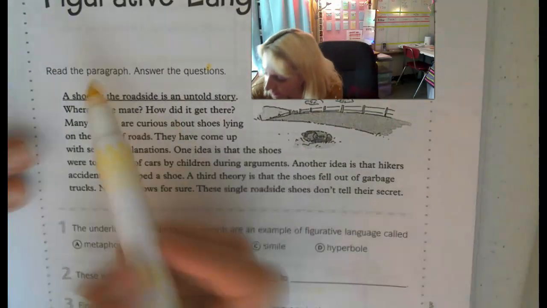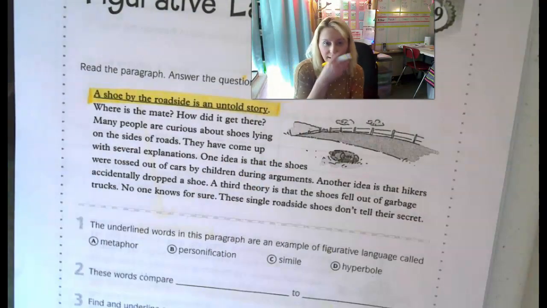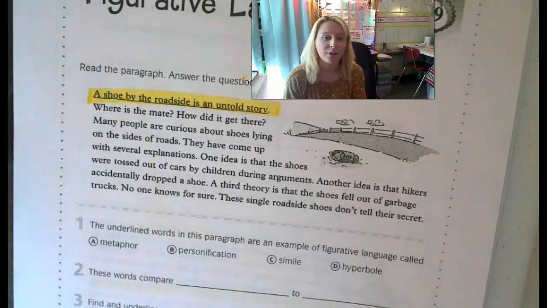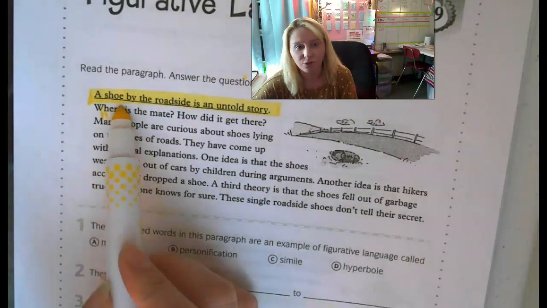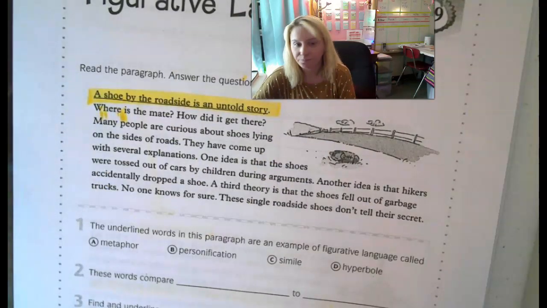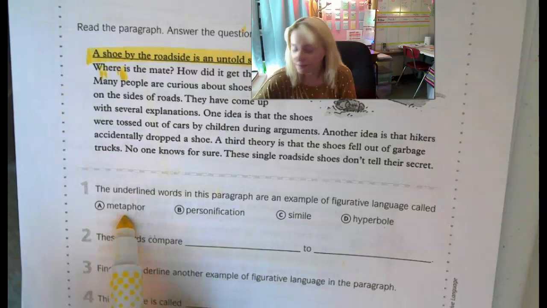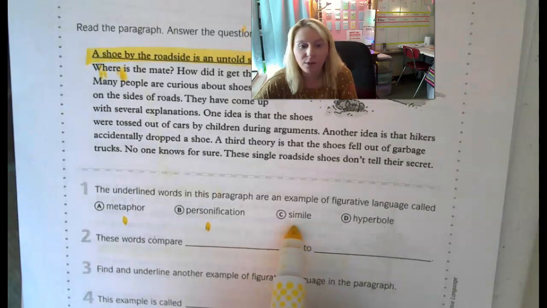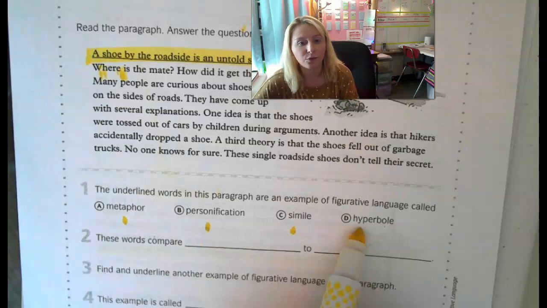All right, so our first type of figurative language, a shoe by the roadside is an untold story, and they give that one to us. Well, shoes are not stories that are untold. That's impossible. Shoes are shoes. Pieces of leather that we put on our feet. But we're calling the shoe an untold story. So, is that comparing two unlike things without using like or as? Is it giving human traits to something that's not human? Is it comparing two unlike things using like or as? Or is it an extreme exaggeration meant to prove a point?